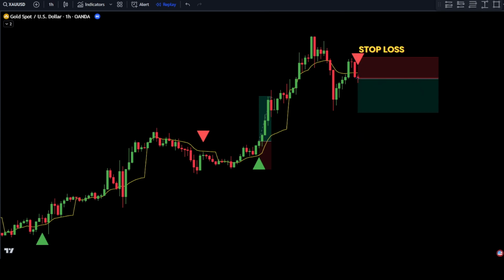Place the stop loss at the last swing high. Use a take profit target with a risk and reward ratio of 1 to 1.5.